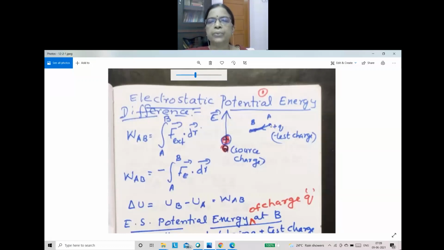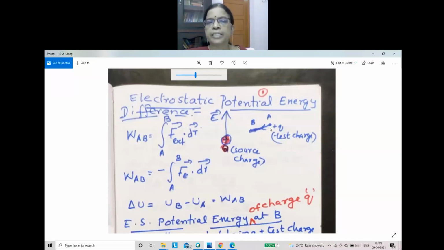So here, a charge Q, which is a test charge, will not affect the field of the source charge. So a test charge plus Q, and this is also plus Q, the big Q, the source charge. This will repel the test charge, but we are bringing it against the electric field.